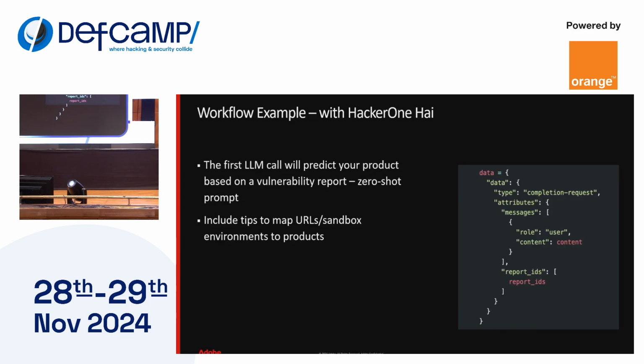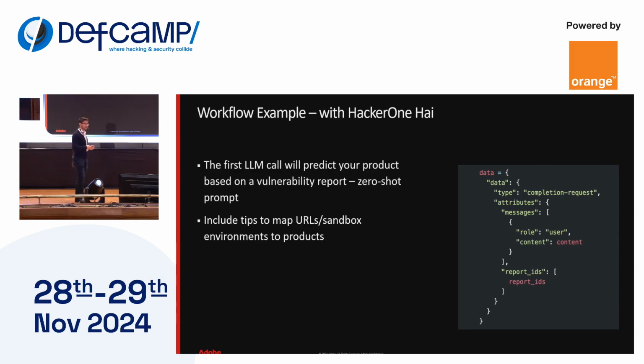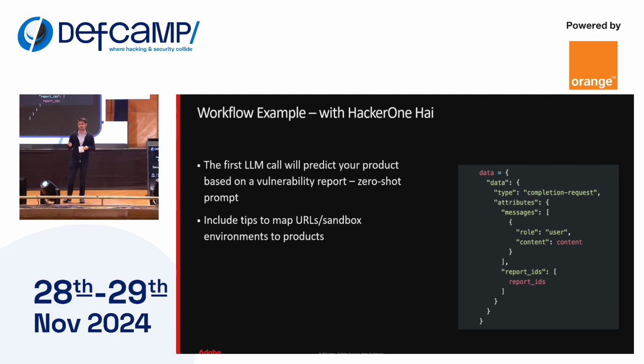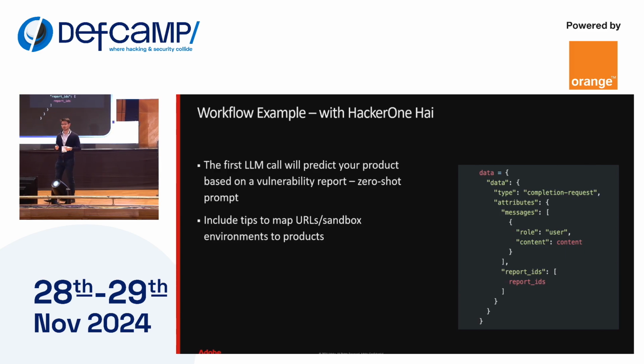So one workflow example, which I usually performed, and I thought it was a good idea in my head, is to have two separate calls. I firstly want to determine the product information. That's not a hard thing for an LLM to do. So the first call will be kind of a zero-shot prompt. You can actually use HackerOne Hai if you have HackerOne, which is just an LLM provided by HackerOne. You'll give it a simple prompt just to identify the product information. You give it the list of the products, and you'll try to give some tips like mapping the URLs and sandbox environments to the product itself.